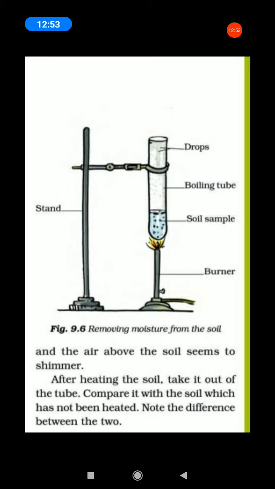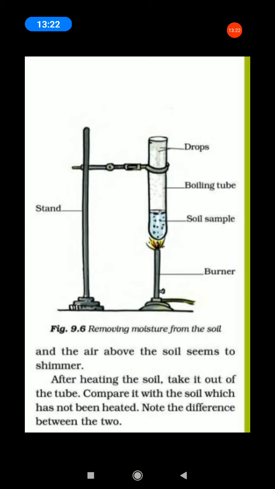After heating the soil, take it out of the tube. Compare it with the soil which has not been heated. Note the difference between the two. All of you see picture 9.6, removing moisture from the soil. Listen: stand, drops, boiling tube, soil sample in blue color, then burner. Okay, can you understand?